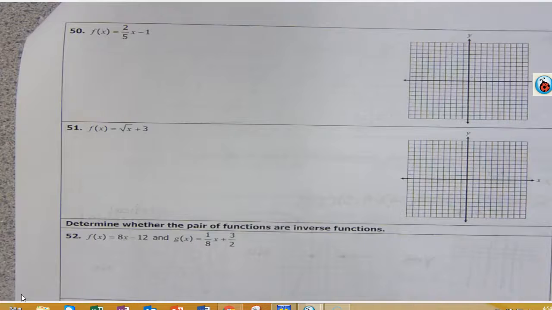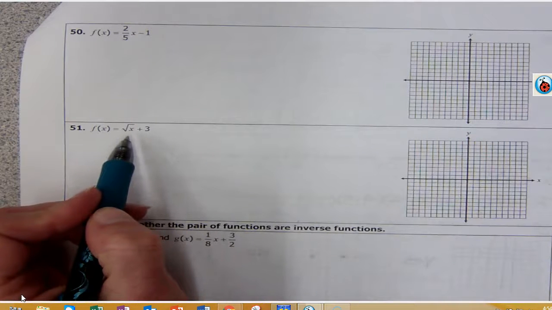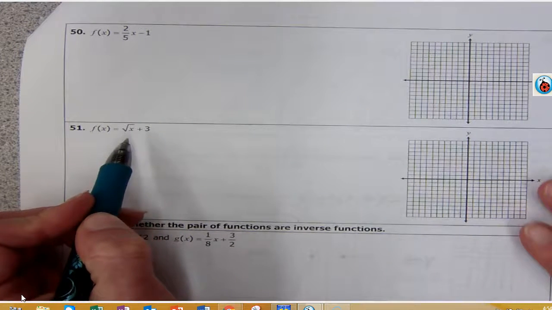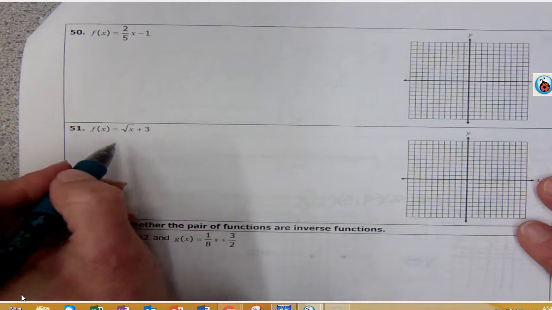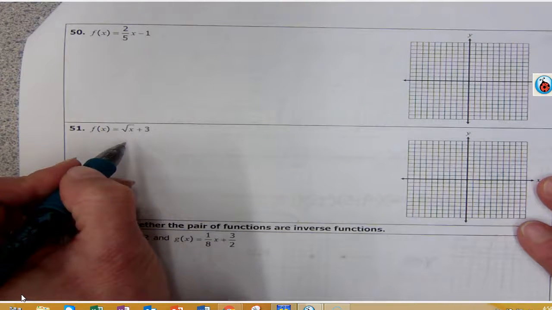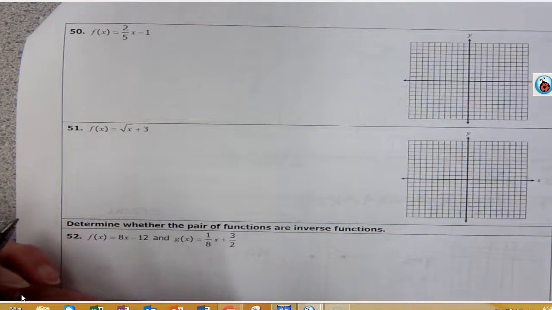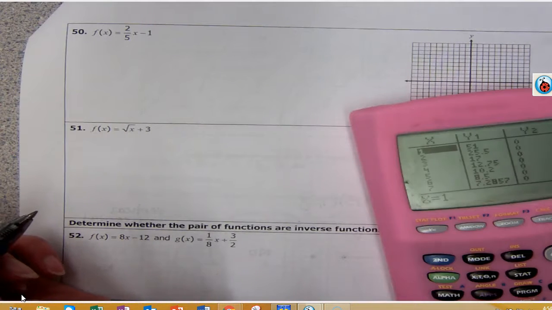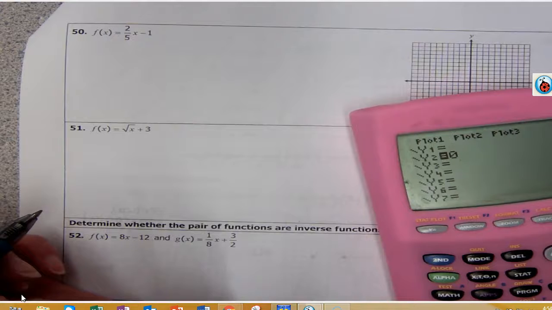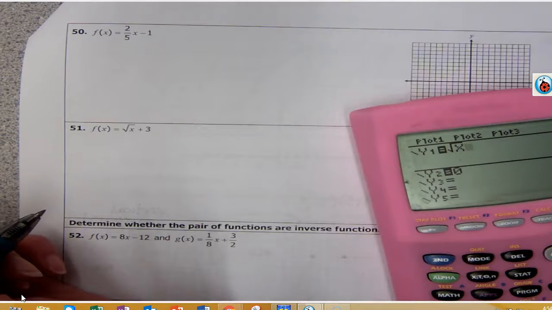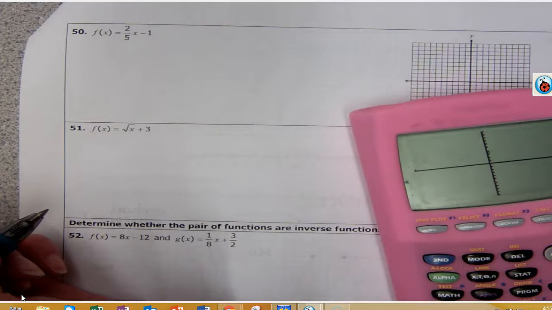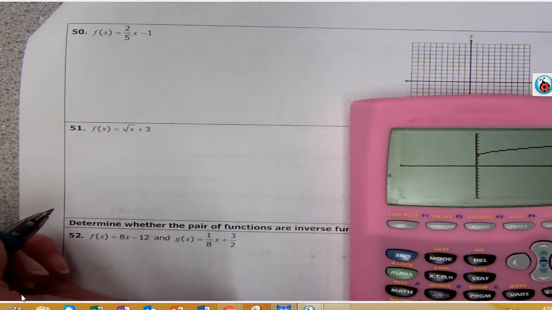Okay, you guys need to remember what to do when you are working with square roots. So, to graph it, first of all, you want to put it in your calculator, so you can put in the square root of x plus 3, and then graph it, and there you go. So I don't know if you guys remember.